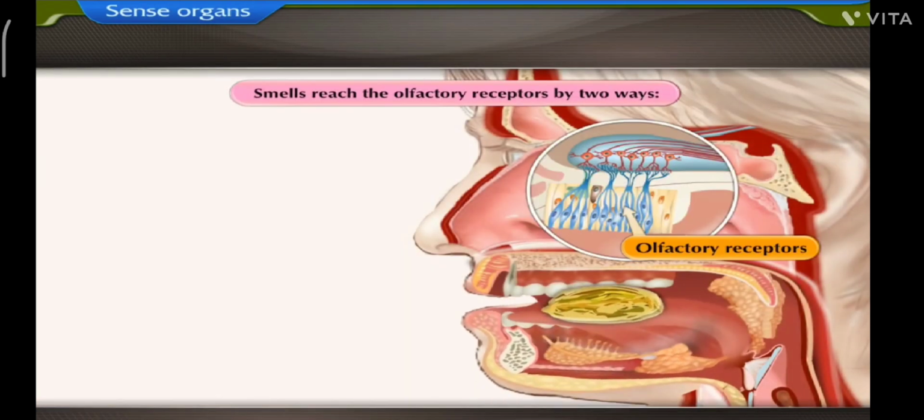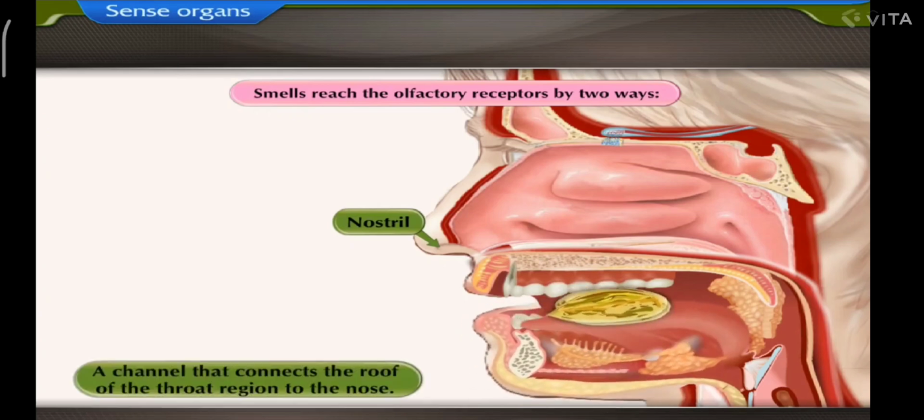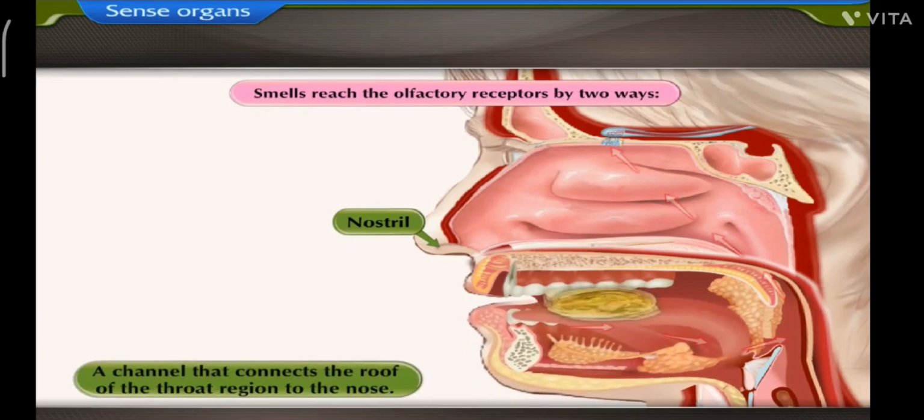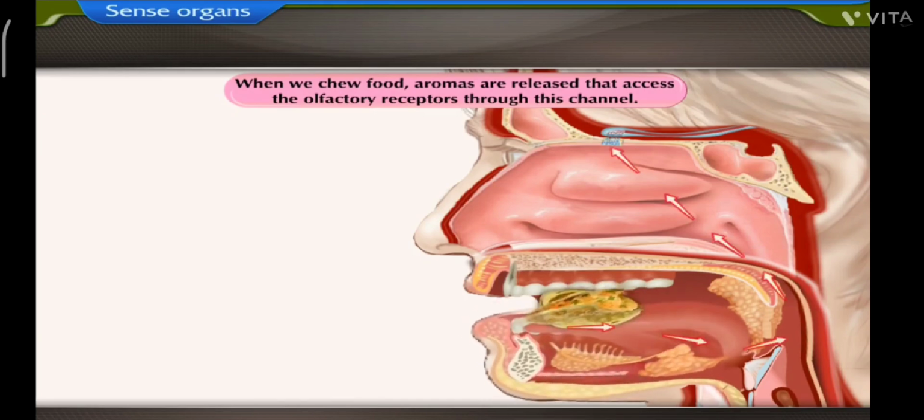Smells reach the olfactory receptors in 2 ways. The first pathway is through our nostrils, and the second pathway is through a channel that connects the roof of the throat region to the nose. When we chew our food, aromas are released that access the olfactory receptors through this channel.